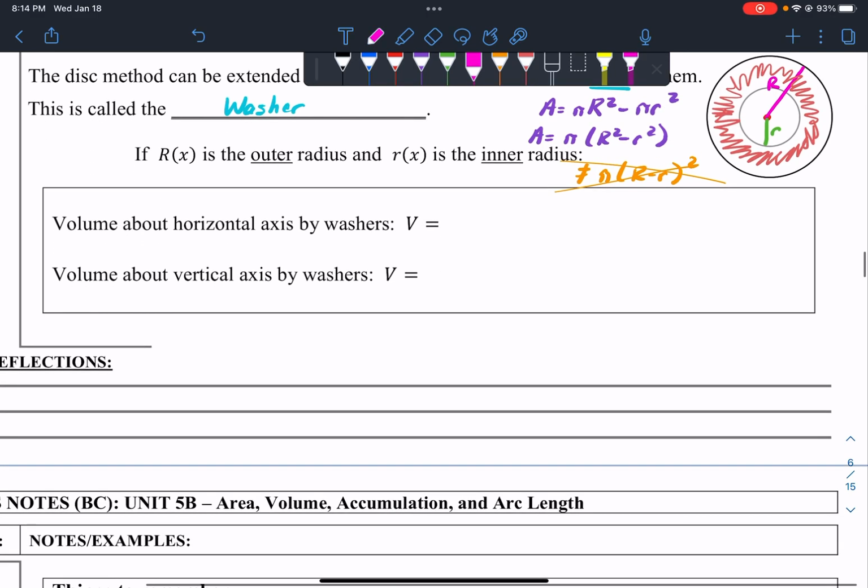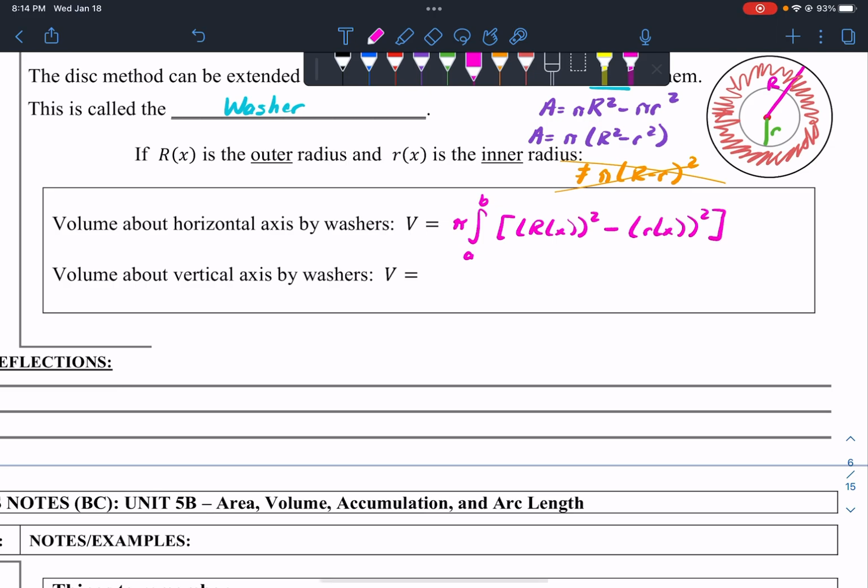Let's go ahead and write our formulas down. When we go volume around a horizontal axis, remember that's kind of our normal orientation that we're used to. So we're going to put the pi on the outside. Always got to be careful with the pi. We're going to integrate from a to b. And then we're going to have big R of x, which represents the larger radius, minus little r of x. And each of those are squared individually. So big R of x squared minus little r of x squared.